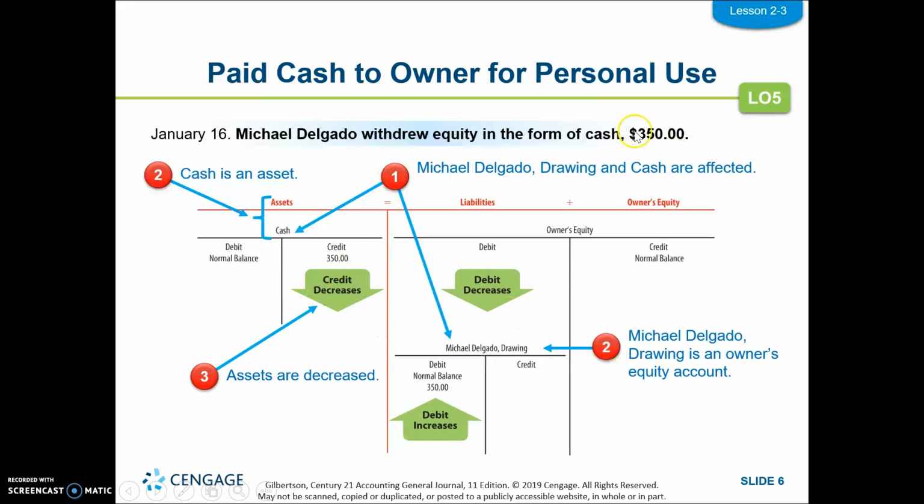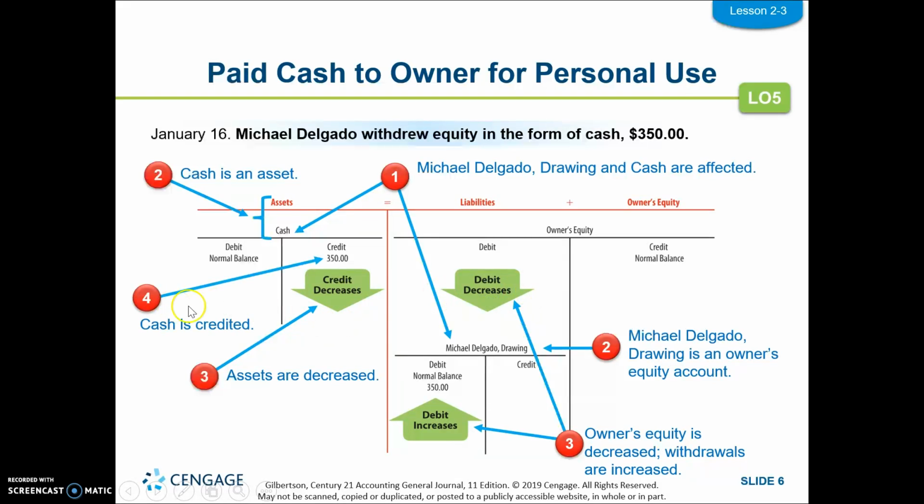So in this case, we're taking out cash, so the asset cash is going to be decreased. And we're going to increase withdrawing, which will eventually decrease owner's equity. So we record a cash credit for $350 to show that decrease. And we record a $350 debit to the drawing account to show that.